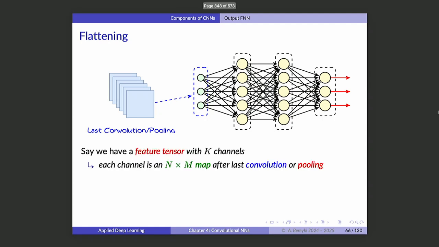Say that this tensor has n by m maps, and it has k different channels. If I have k different channels, every single one of them being n by m, how many entries am I going to end up with after flattening? K times n times m, right? So you got the idea. n times m times k is the number of entries that you have inside that vector. Now you have one vector. You're going to feed it into your MLP, and it's going to process the rest.